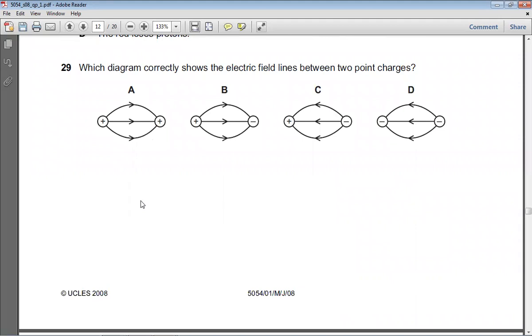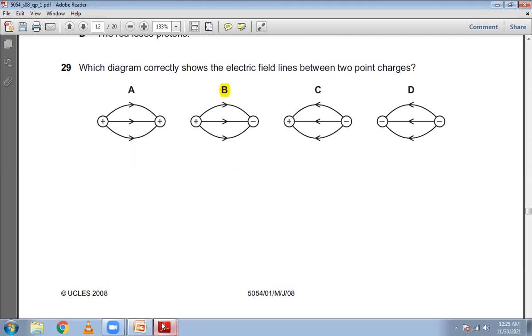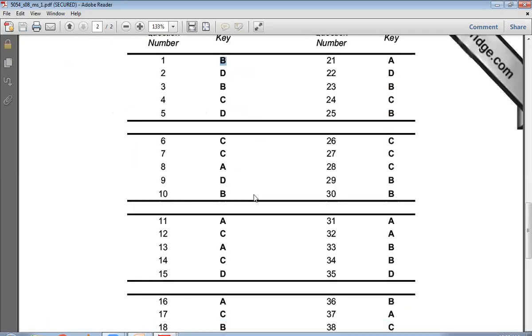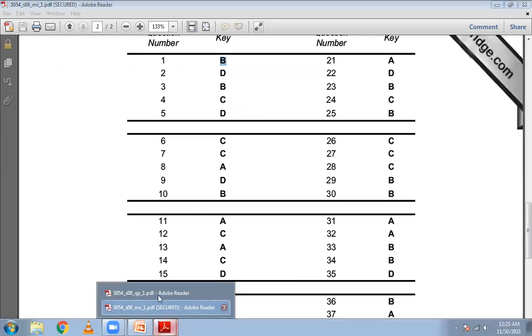Question number 29 is showing up on your screen. Which diagram correctly shows the electric field lines between the two point charges? From the positive charge, the electric field lines should come out, and into the negative charge, the electric field lines will go in. So I think B looks the best option to me, which is representing the electric field lines. Question number 29, B is the right option, sir.